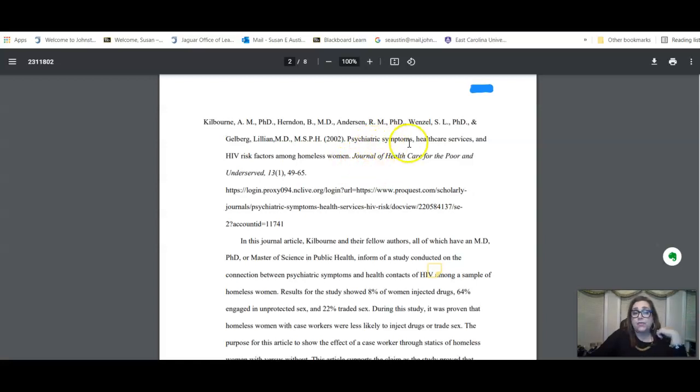And then notice how the title of the article is in lowercase except for the first letter of the title. And here HIV is considered a proper noun because it's the title of a disease. And so then the rest is lowercase. And then the journal title is in italics.